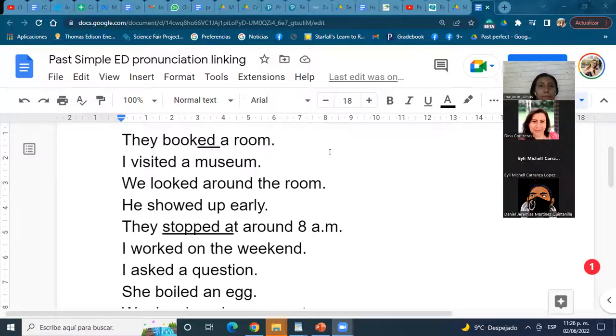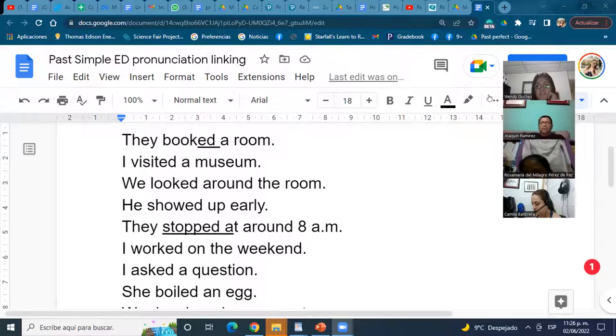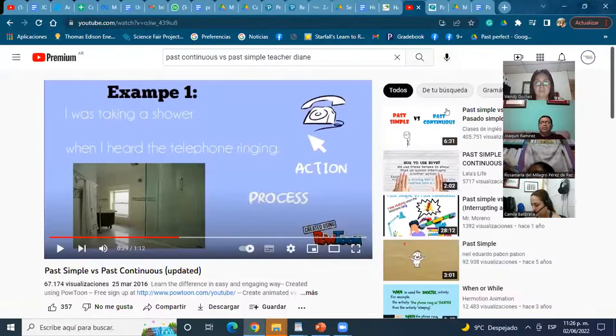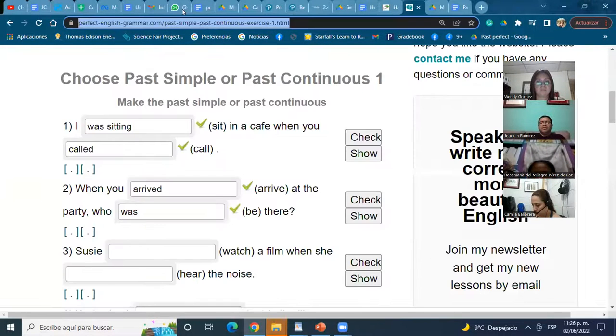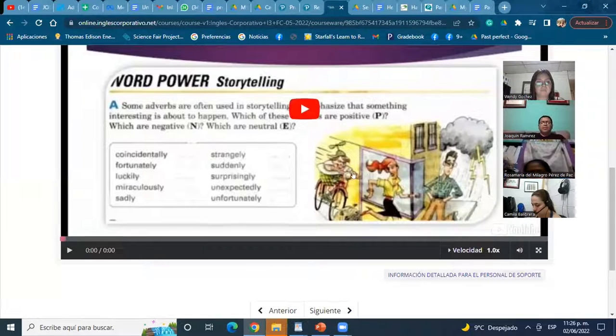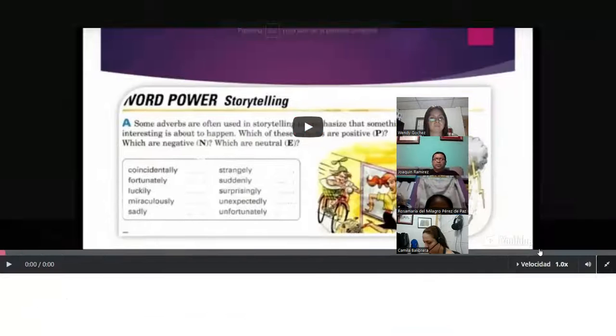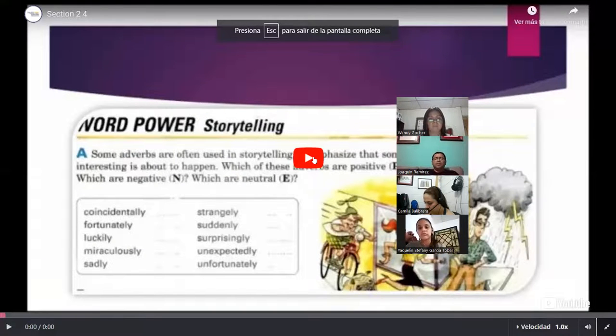All right. So if you did it, connecting the sounds is going to be easy now. But we will see that in a second. Right now, we're going to try using these expressions. Here we go.